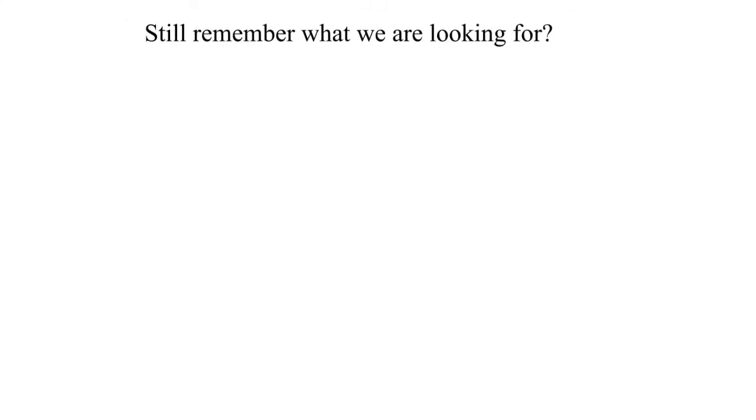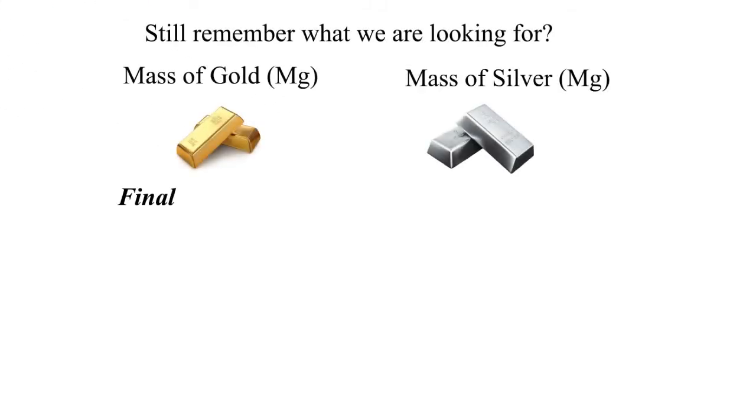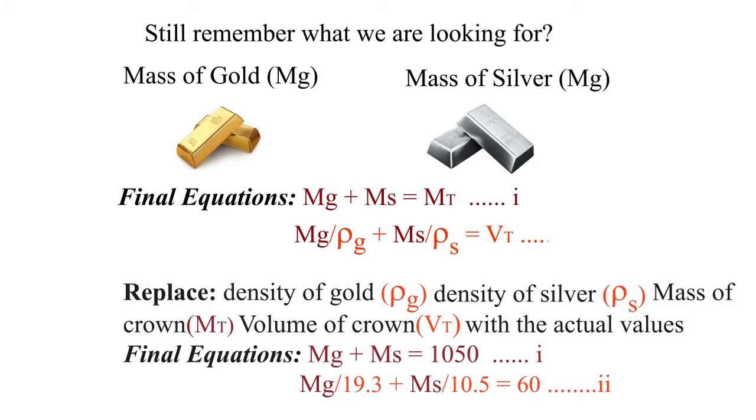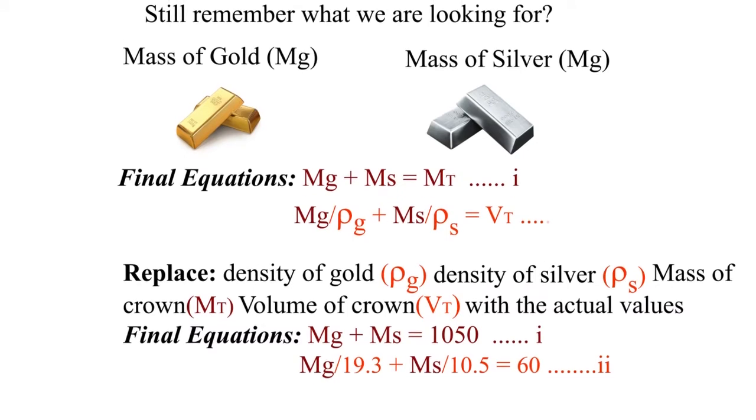Still remember what we are looking for? It's mass of gold and mass of silver. So the final equation will look like this: mg plus ms is equal to mt, which are equivalent masses, and mg over density g plus ms over density s is equal to vt, which is the equation corresponding to total volume of the crown. Now if we replace the density of gold, the density of silver, mass of crown, and volume of crown with their actual values, our final equation will look like this.